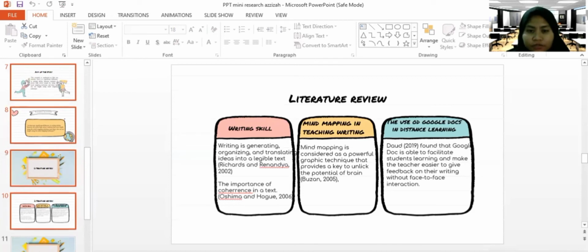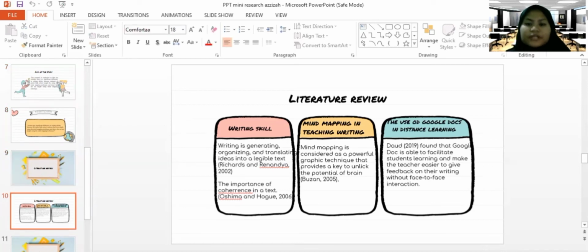Writing is generating, organizing, and translating ideas into legible text, by Richards and Renandia 2002. Since writing is a complex process of organizing text, according to Richards and Renandia 2002, writing is generating, organizing, and translating ideas into legible text.